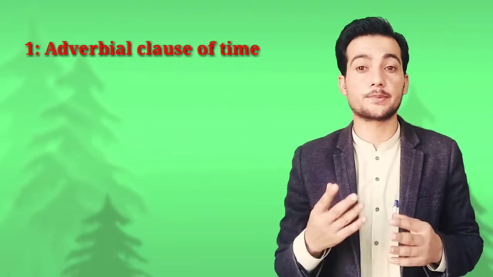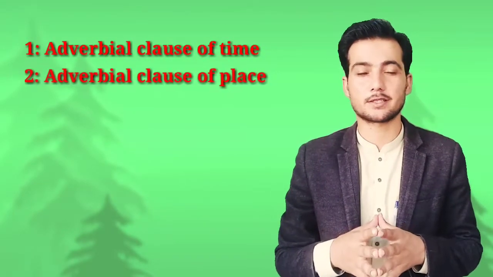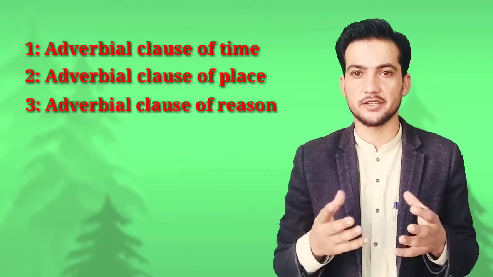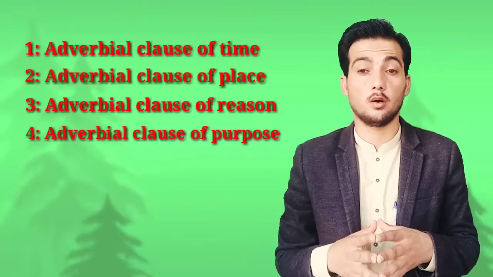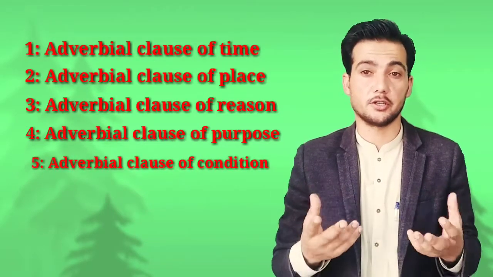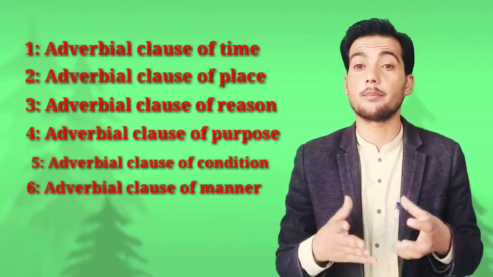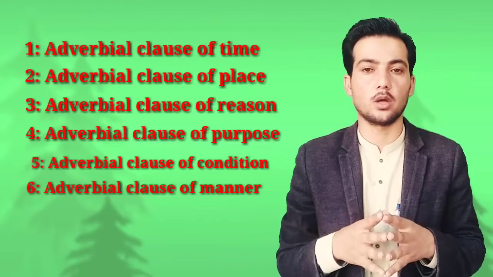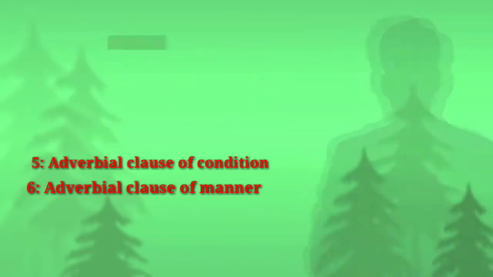As we understood about adverb clause, along with that, adverb clause consists of so many types. Some of them are adverbial clause of time, adverbial clause of place, adverbial clause of reason, adverbial clause of purpose, adverbial clause of condition, adverbial clause of manner. And let's talk about them and discuss them one by one in detail.